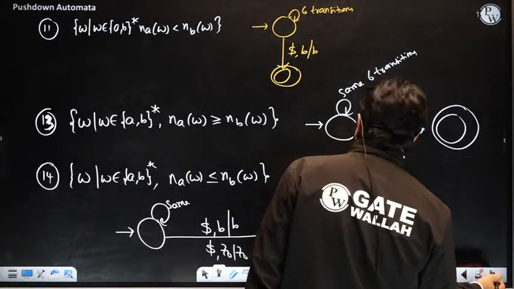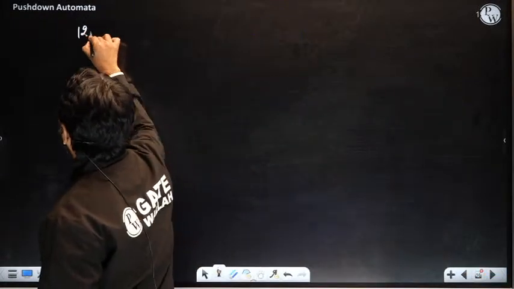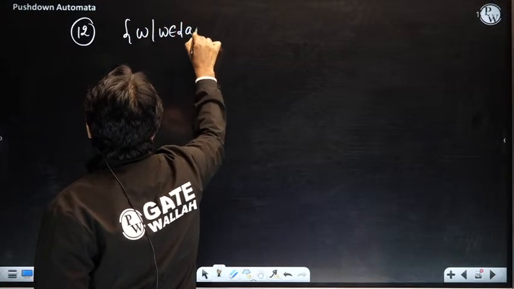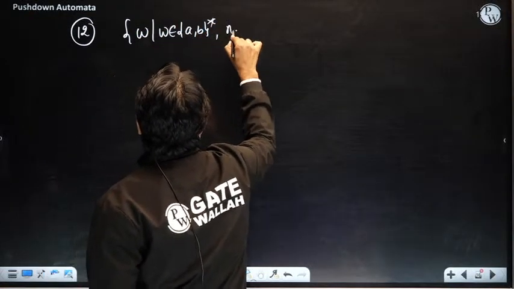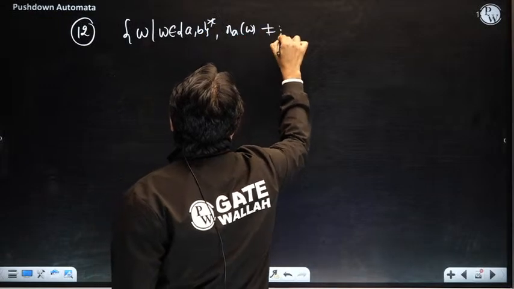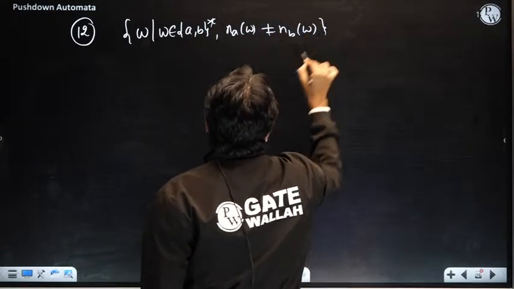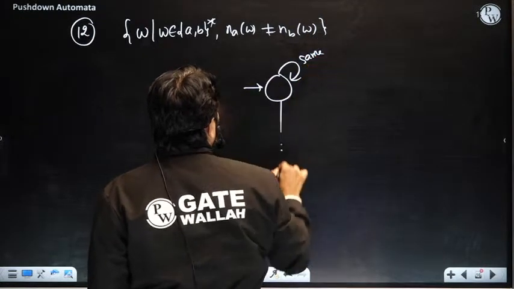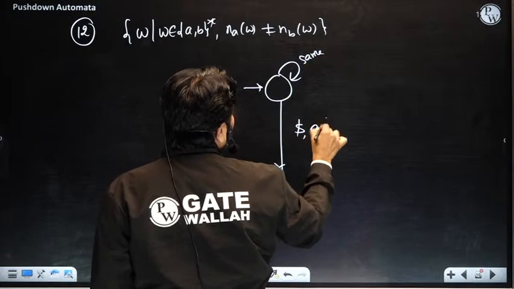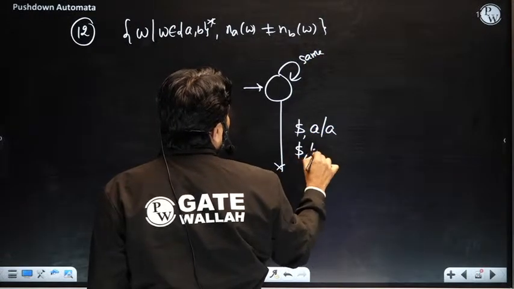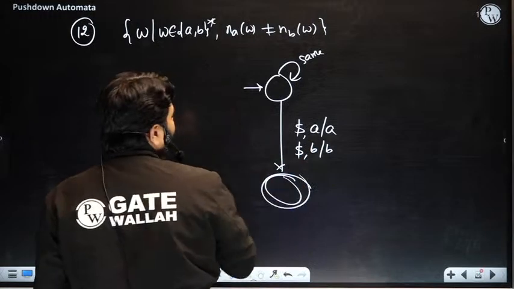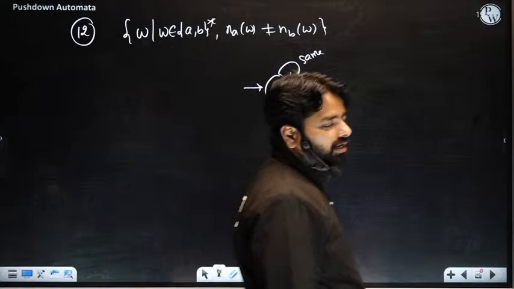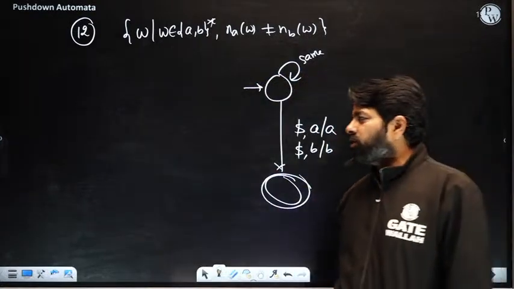12th. Okay, you can design here. We can also try it if you really want not equal to. Not equal means either a is more or b is more. So keep all the same 6 here. And now dollar comma a will cover more a's, dollar comma b will cover more b's. That's all. Very, very simple, right? So these 14 languages are the beginning to our PDA construction.